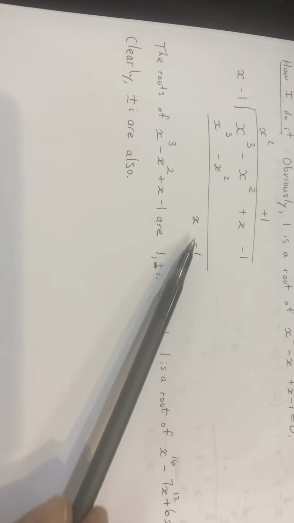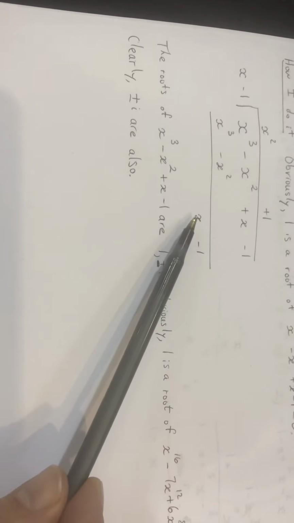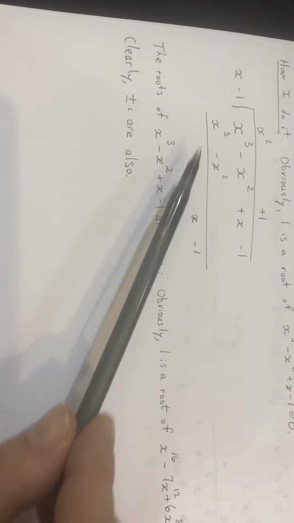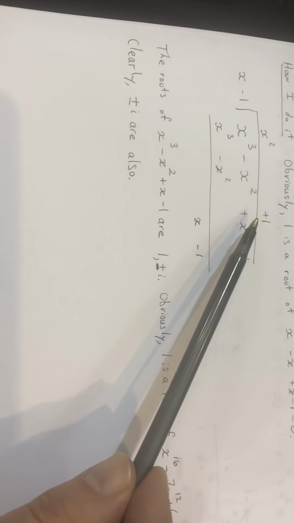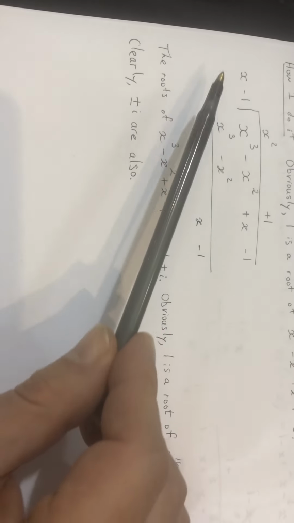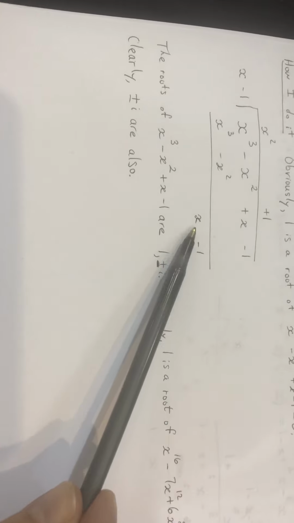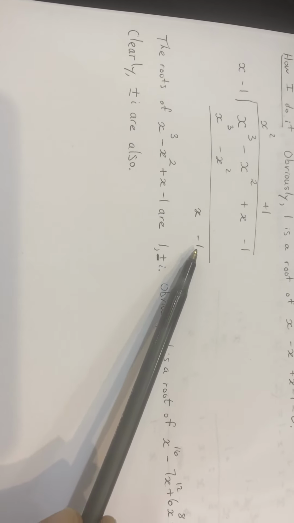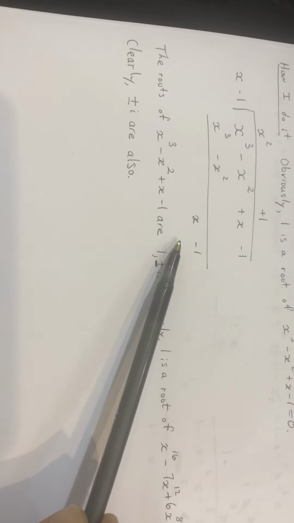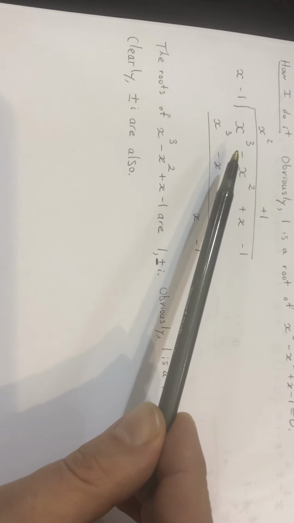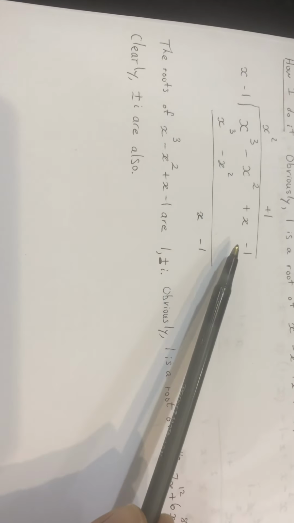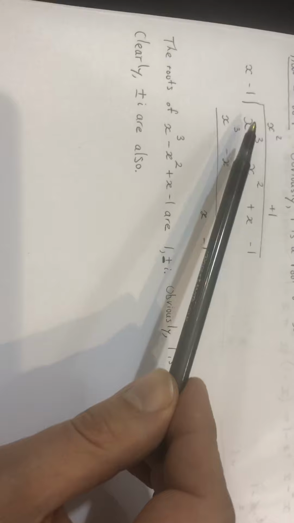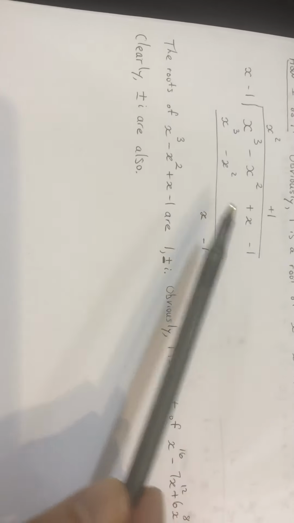Then I ask myself, how many times does x go into x? Well, x goes into x 1 time. Then we multiply x minus 1 by 1 and get x minus 1. So we're finished with the division. So x cubed minus x squared plus x minus 1 divided by x minus 1 is x squared plus 1.